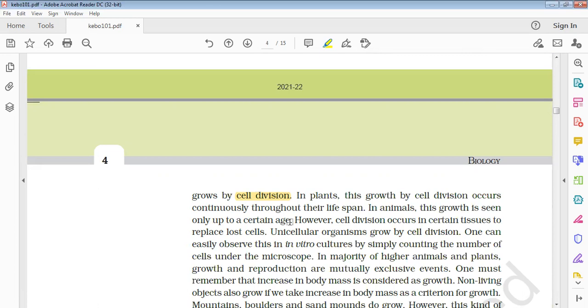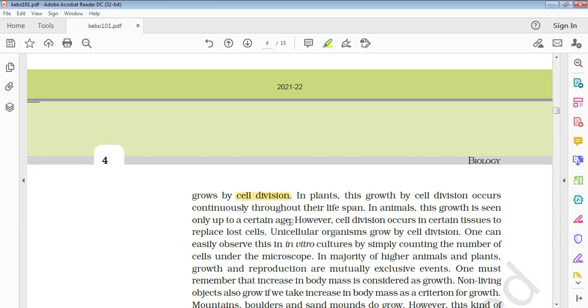Right? In a similar way, it is with other animals also. There is a definite lifespan, and in that lifespan, there is a definite period of growth. After that, they won't grow. There will be internal cell division and cell repairing and cell maintenance all going on, but it will not increase their mass and number. That is, the growth is only up to a certain age in animals.